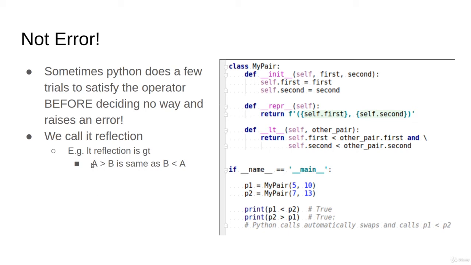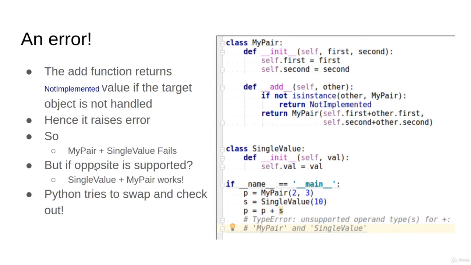Think of that. Less than is simply the reflection of greater than as follows. A greater than b is the same as b less than a. So if Python can swap the objects and do the opposite operator, then it could work well. This is what's actually happening behind the scenes.